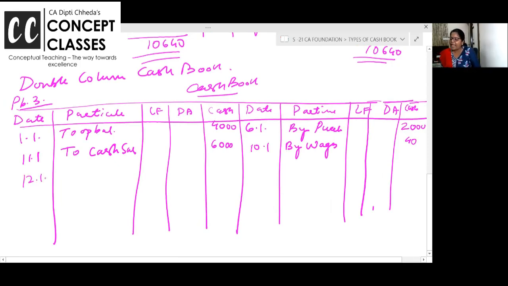12th of January, cash is received from Suresh and discount allowed. So how much cash is Suresh paying? 1980. And how much discount we have allowed him? 20. I hope you are getting. Suresh has paid me 1980. So cash coming is 1980. He paid me 20 rupees less. So this 20 rupees, I have allowed him a discount. This is an expense for me. It will be posted on the discount allowed debit side.